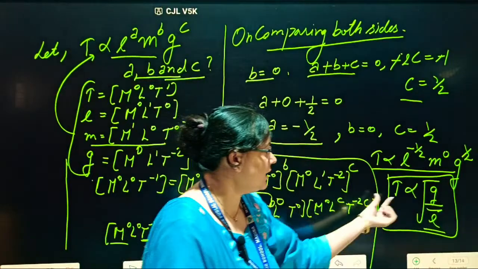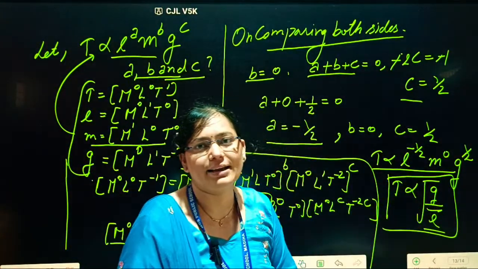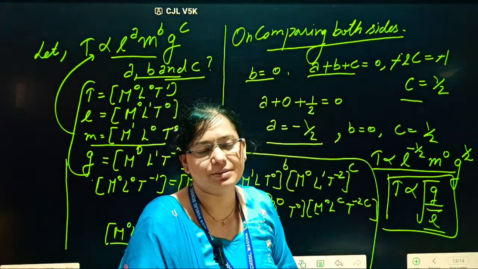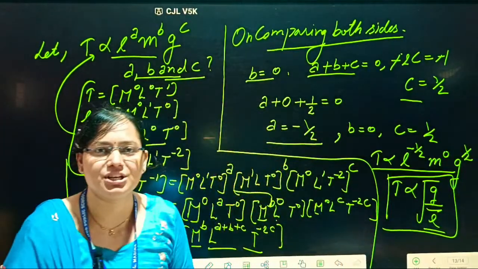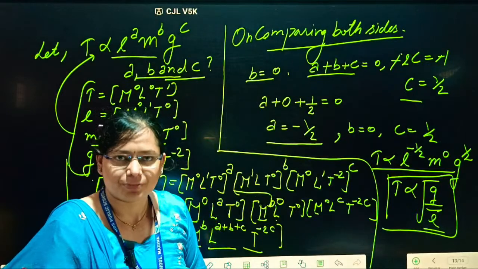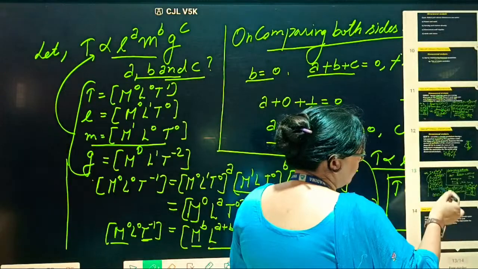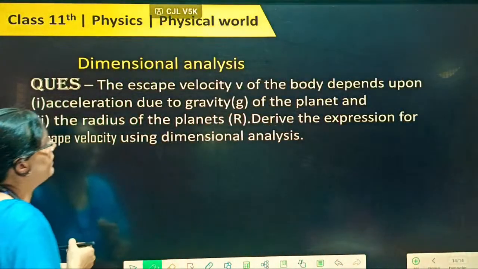How does it depend? It depends directly on the square root of g and inversely on the square root of the length. And the mass is independent of the mass of the bob. Like this, beta, we can apply dimension analysis to derive any quantity in a different way. Okay, dimension analysis.